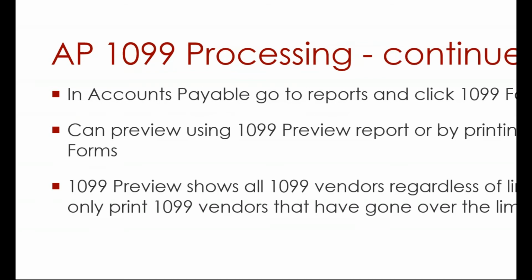In accounts payable, you would go to Reports and click on the 1099 Forms report. You can preview using the 1099 Preview report or print the actual 1099 forms. The forms can be printed as many times as needed, so feel free to run through that as many times as you need. As was mentioned before, previews show all 1099 vendors, regardless of the limit. 1099 forms are only printing those that have hit the limit.